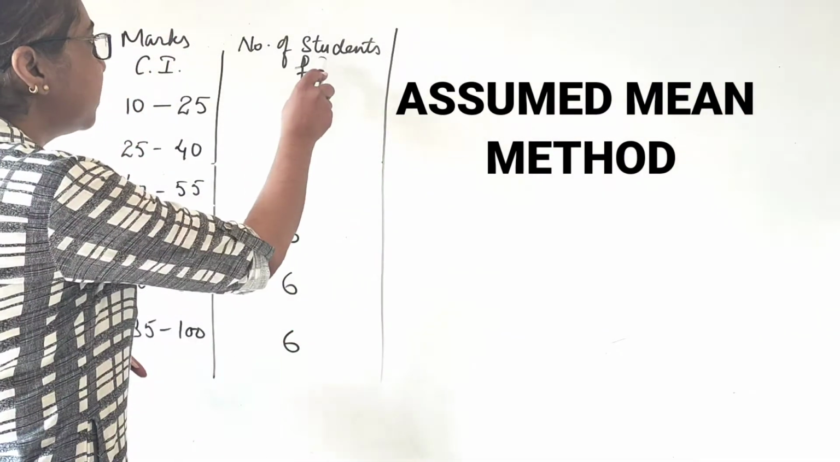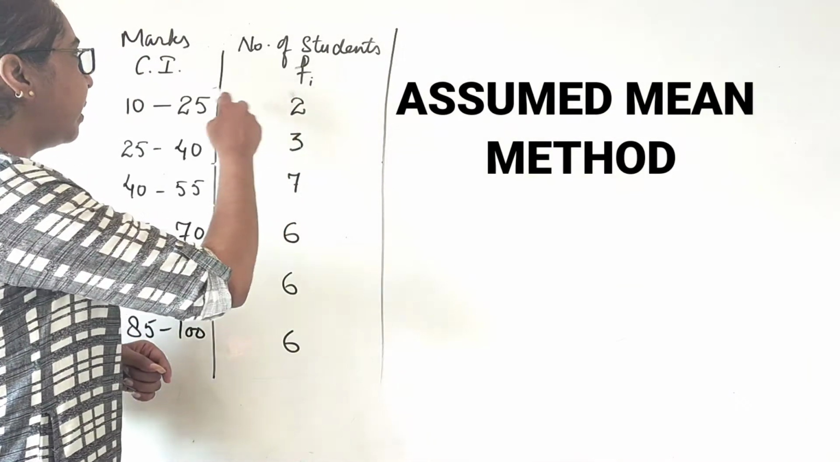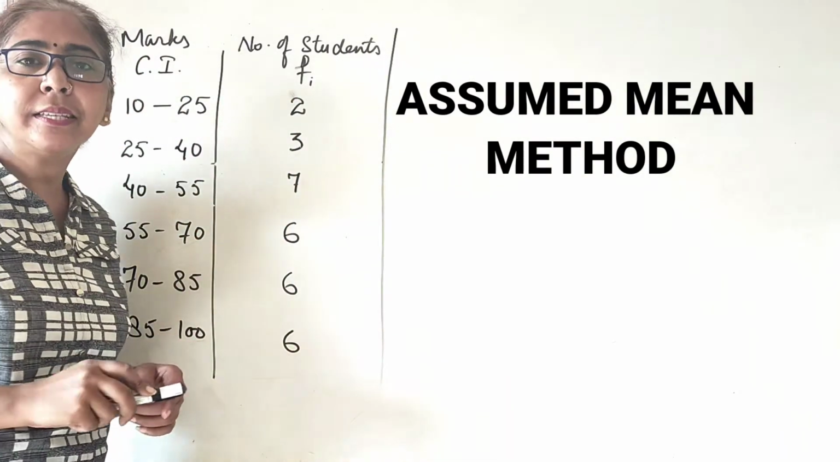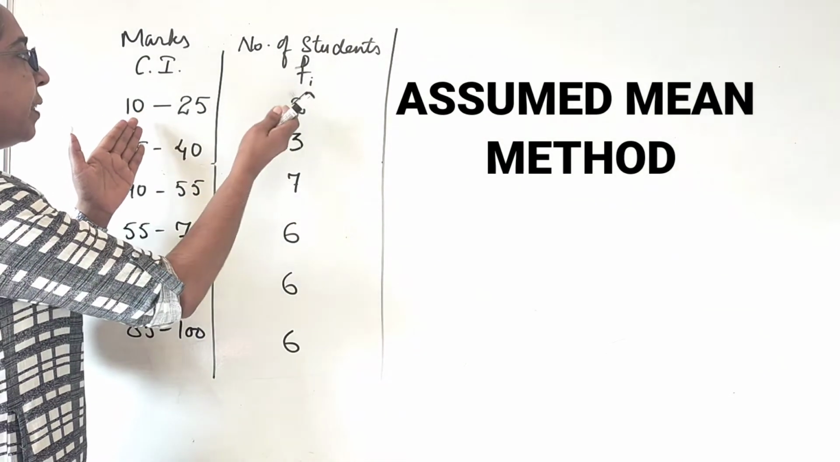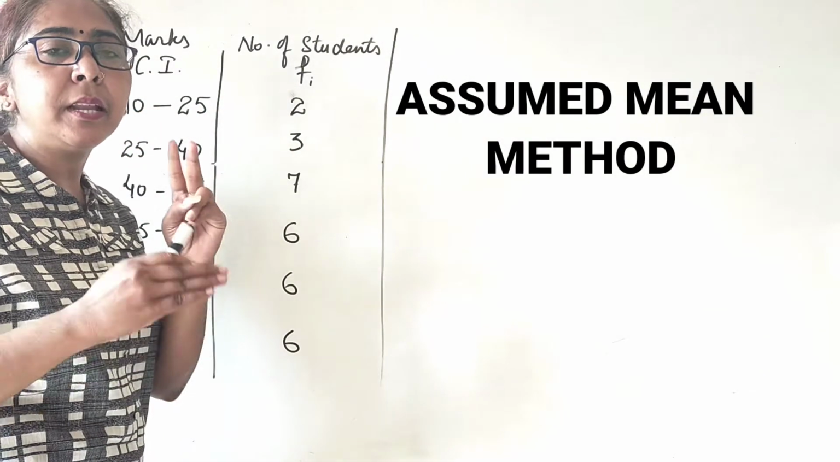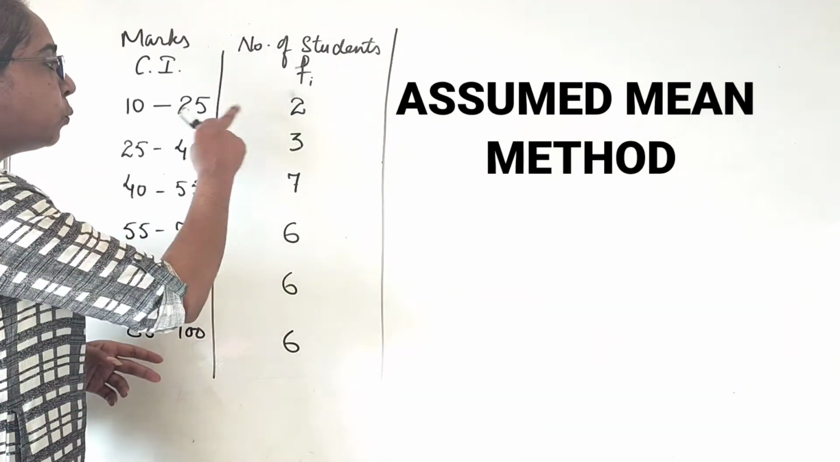So we have the number of students and we represent it by F or Fi, and we represent the class interval as Ci. Now from 10 to 25 the number of students is 2, meaning the number of students who are getting marks from 10 to 25 is 2.